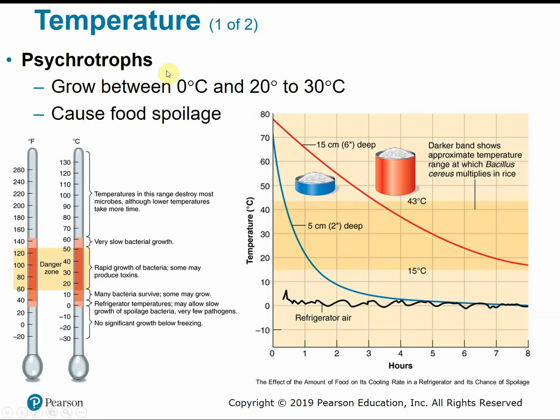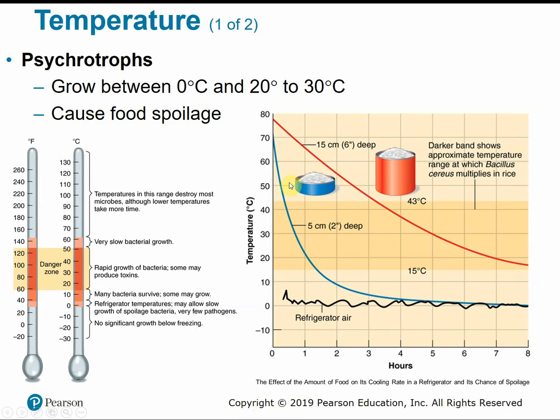Psychrotrophs, or the psychos, as I call them, grow between 0 degrees Celsius and 30 degrees Celsius. 0 degrees Celsius is 32 degrees Fahrenheit, so that's the freezing point. So again, these are the organisms responsible for your food spoilage. So some bacteria can still survive and may grow in these refrigerator temperatures.